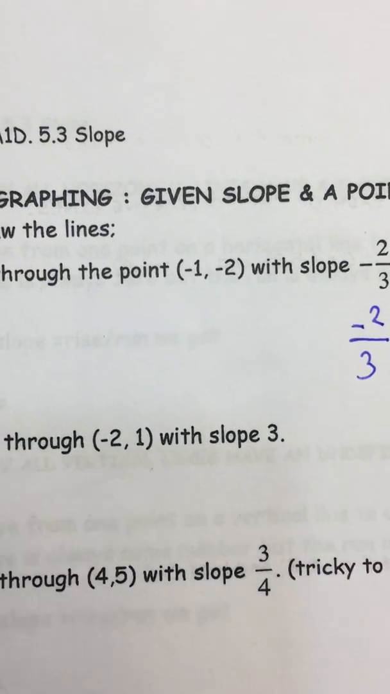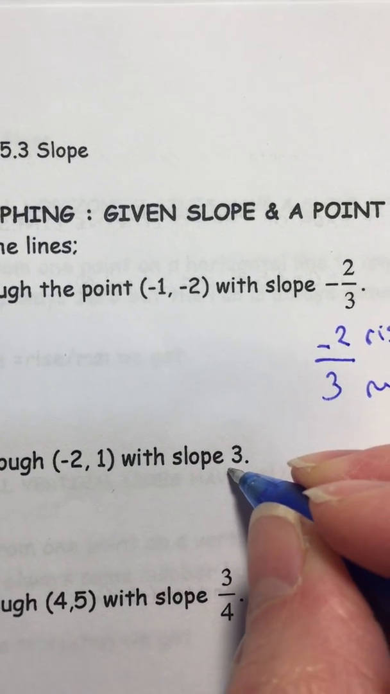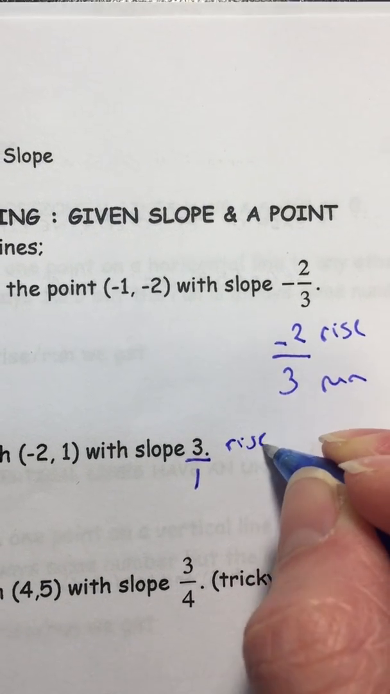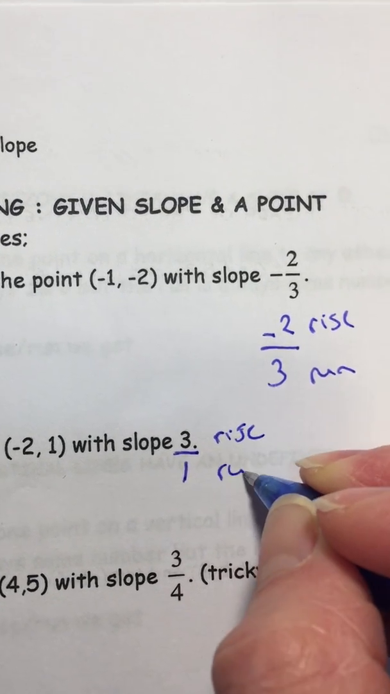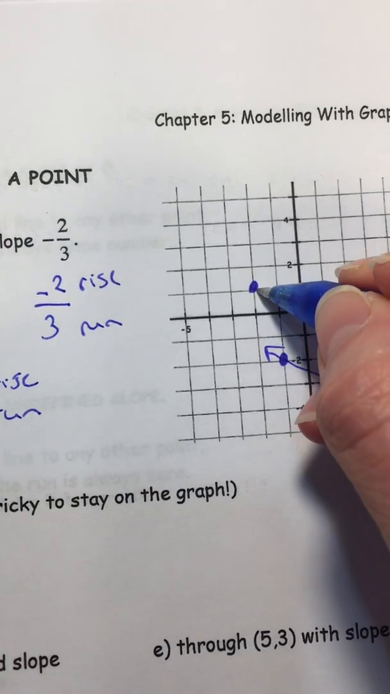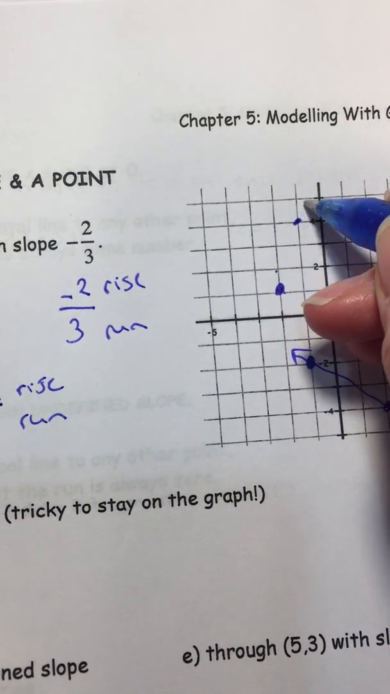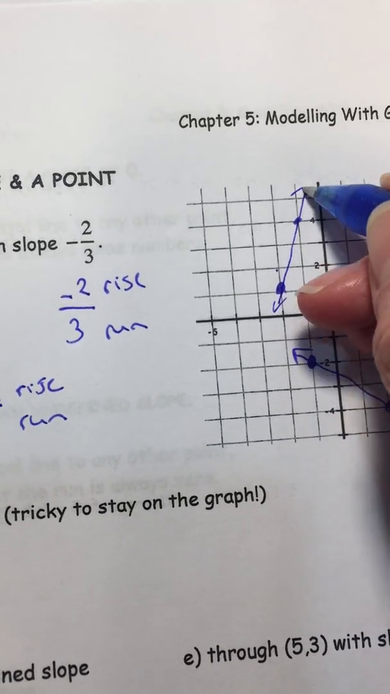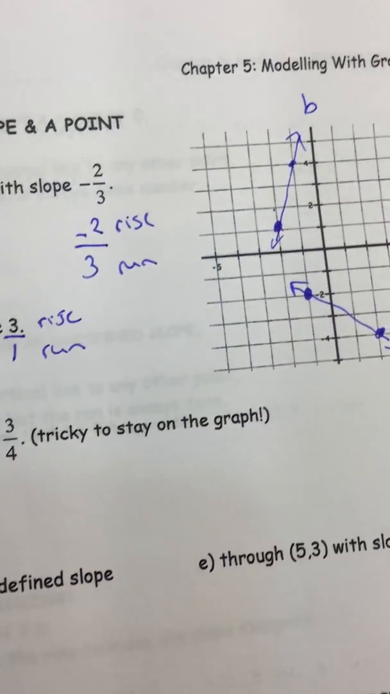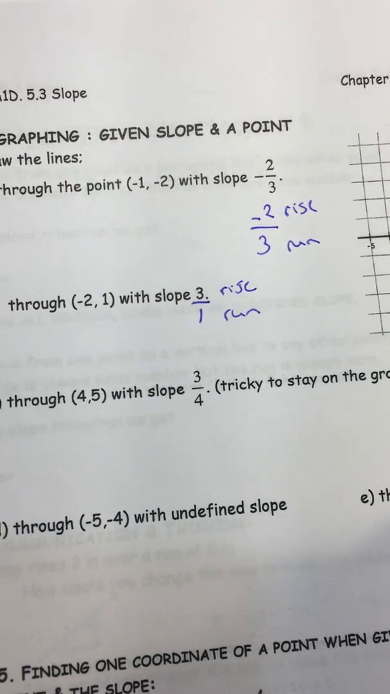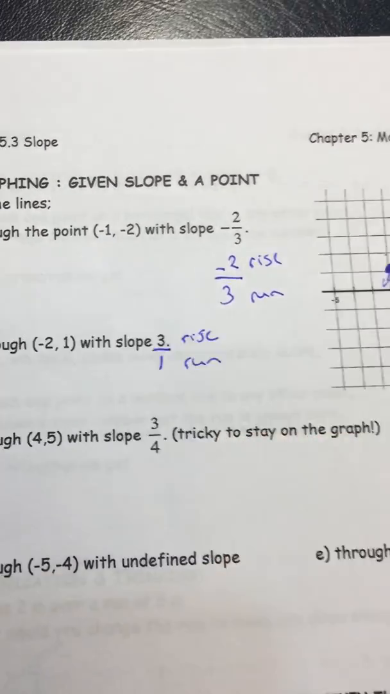And the slope is 3. Well, we need rise over run. But I know the number 3 could be written as 3 over 1. And now I can see that my rise is 3 while my run is 1. And then I can do it. So from here, I'm going to rise 3, 1, 2, 3, and run 1. Plot another point, connect the 2 points, and I've got my line B. Okay, you continue with C, D, and E on your own, and then come back and check with the video.